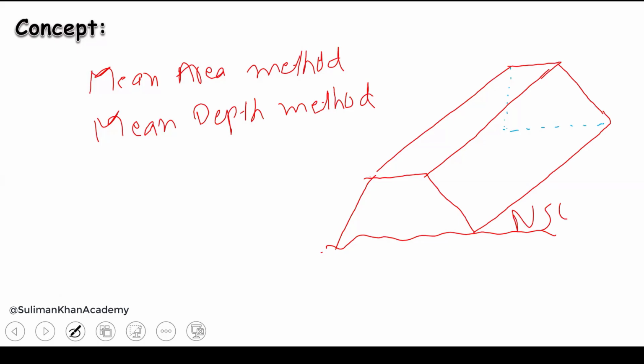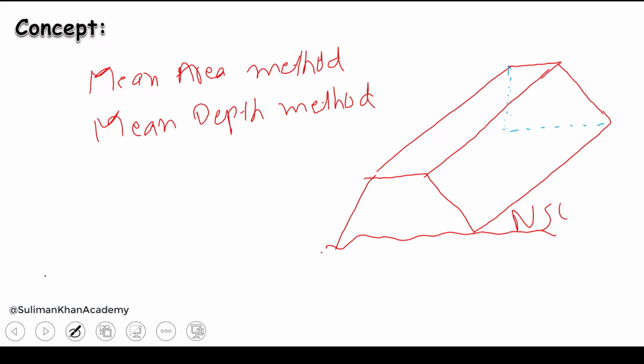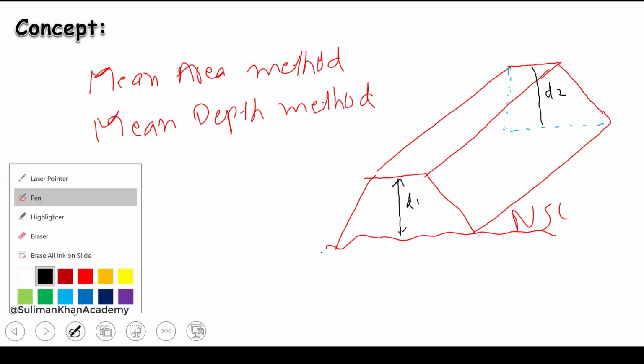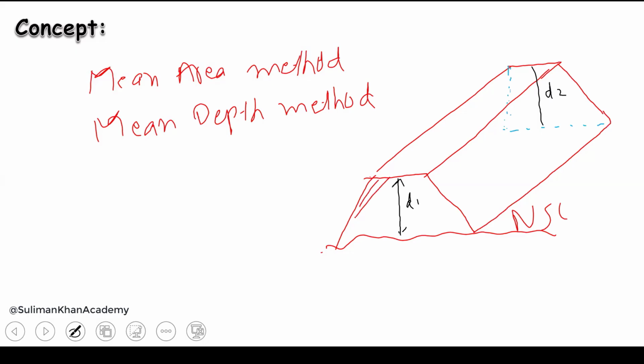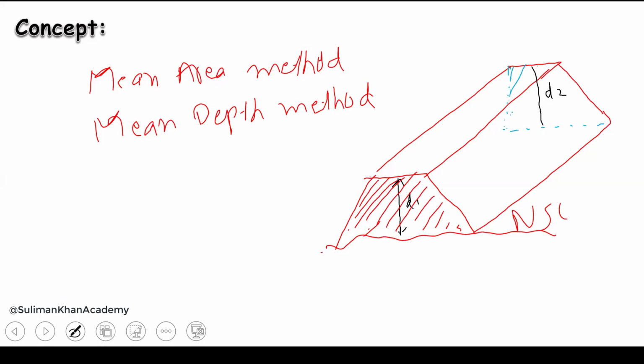As you can see, the section is a trapezium, and this is normal practice. Let's focus on the mean area method first. Let's say we have the depth at this section, which I'm going to call D1, and at that section D2. It means the depths are different, so the areas for both sections can be different, the red shaded area being different than the blue area.